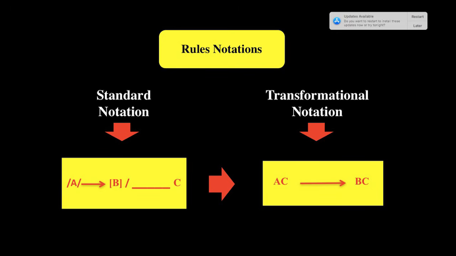And instead of writing A becomes B when it is followed by C, we write AC becomes BC, which is exactly the same thing. And this is exactly what we do when we write phonological rule notations for two phonological processes, coalescence and metathesis. Let's start with the first one, which is metathesis rule.